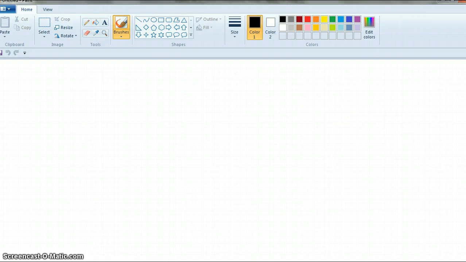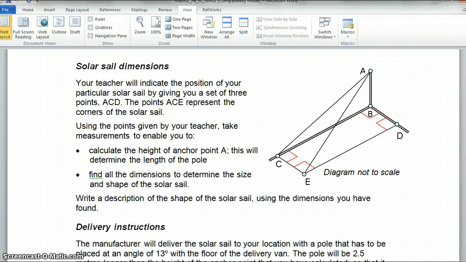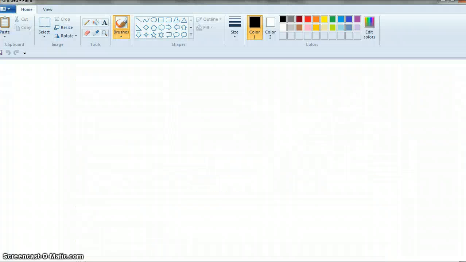grab it again, there, function print screen and control V.